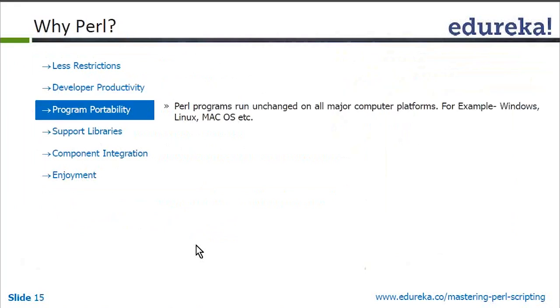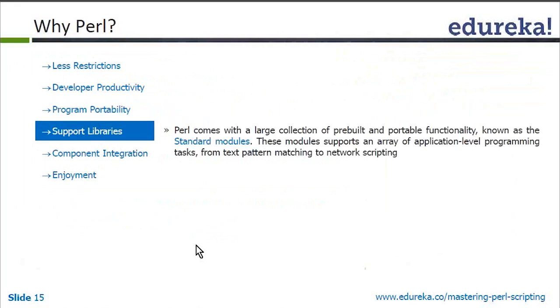Okay, Perl programs run unchanged on all major computer platforms. For example, Windows, Linux, Mac. So Perl can run on anything and everything, and the best thing is it is hardware independent. It is platform independent. The same Perl code you can run anywhere. So support libraries. Perl comes with a large collection of pre-built and portable functionality known as standard modules.